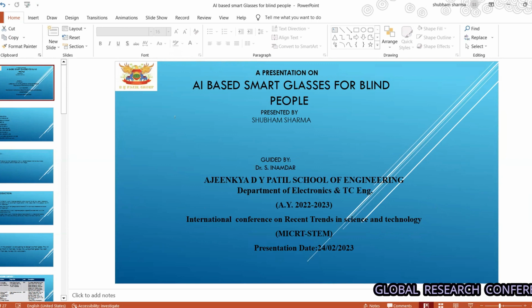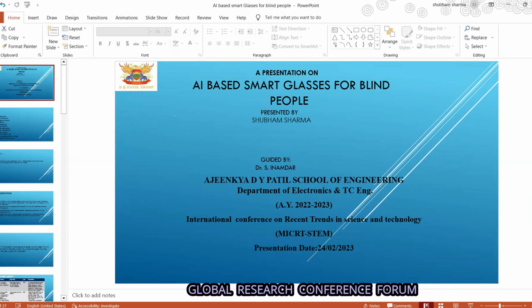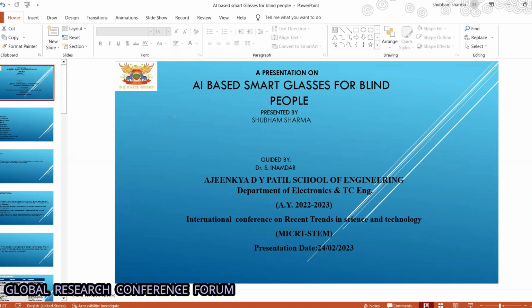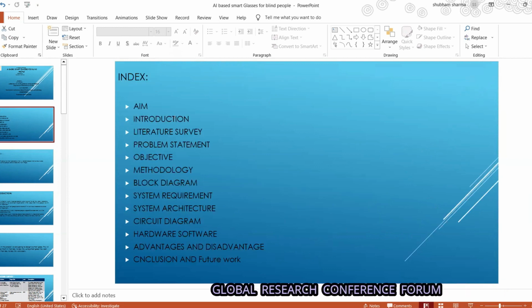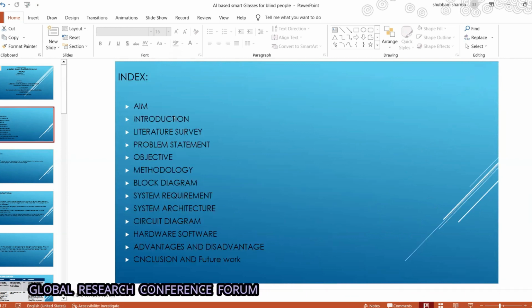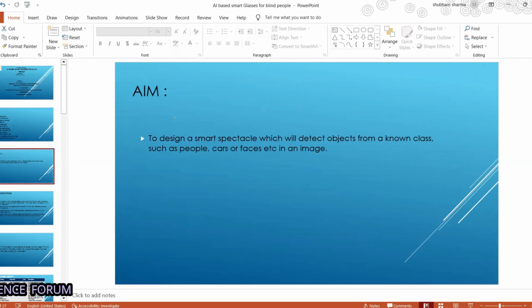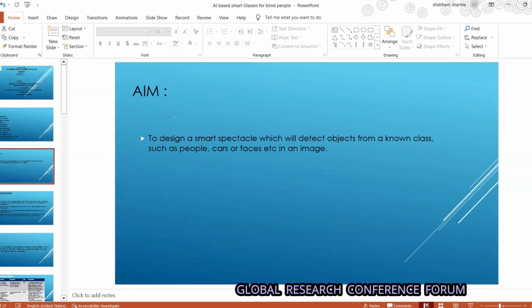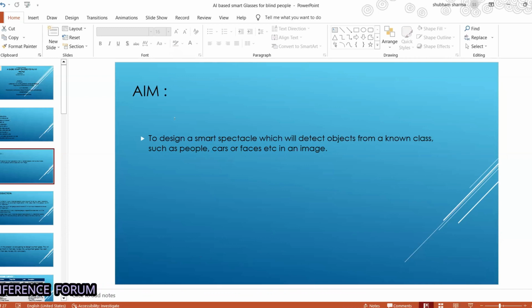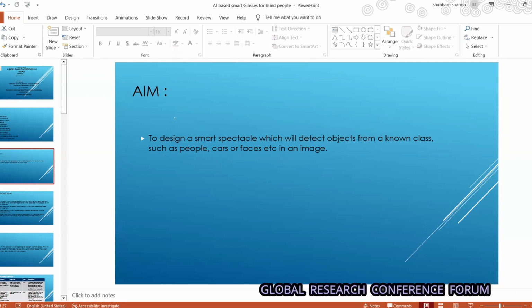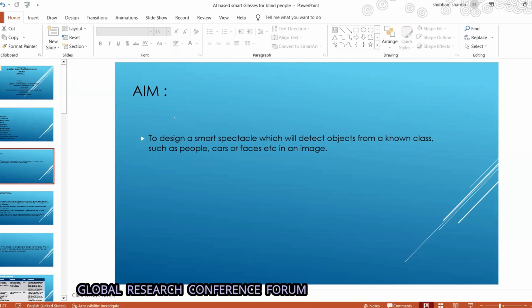The topic of my research paper is AI-based smart glass for blind people. This is guided by Dr. Yasan Inamdar sir. So, these are the contents which I will discuss in this paper. The aim of our research paper is to design a smart spectacle which will detect an object from a known class such as people, cars, or faces, etc. in an image.